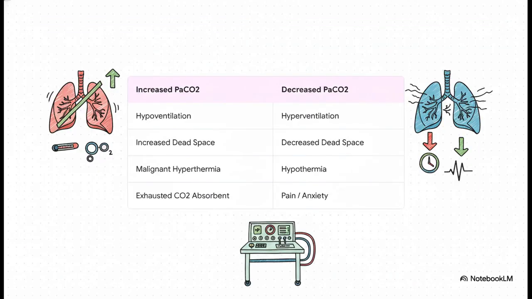Our arterial PCO2 is the most direct and reliable indicator of adequate alveolar ventilation. It's as simple as that. If you see the PaCO2 starting to climb, it points to hypoventilation. This could be from reduced minute ventilation, increased dead space, an exhausted CO2 absorber, or a sudden surge in CO2 production, as we see in malignant hyperthermia. Conversely, a falling PaCO2 means hyperventilation. This table is an excellent differential diagnosis to run through in your head whenever you see that number change.